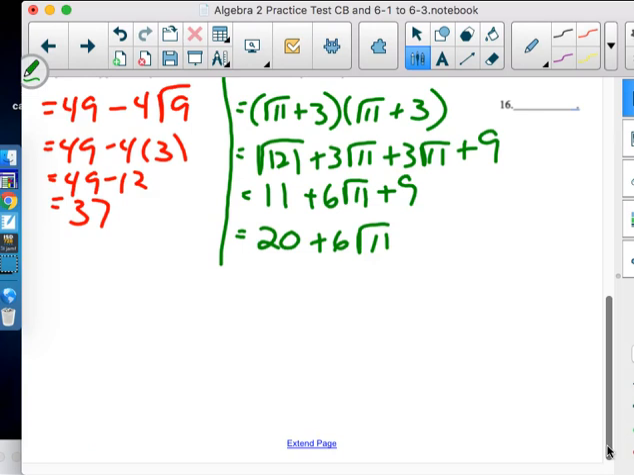Question, Jackson? What do you think, everybody? Yeah, there's no more simplifying we can do. We can't simplify the square root of 11, so we just leave it. Here's a nice integer part of our answer. It's a 20, and here's the radical stuff in the back, and we're good.